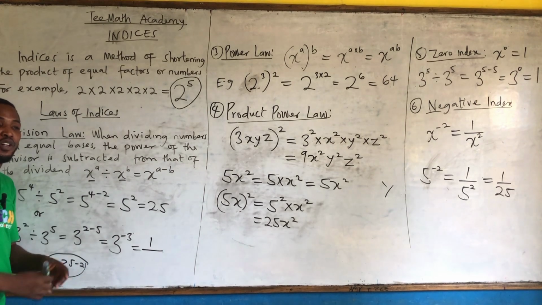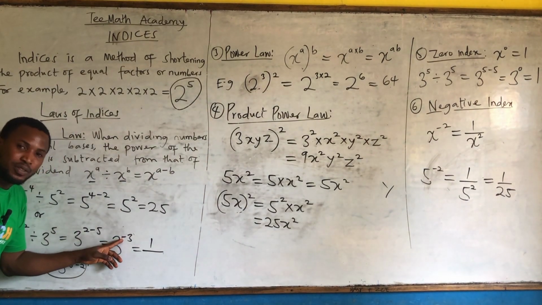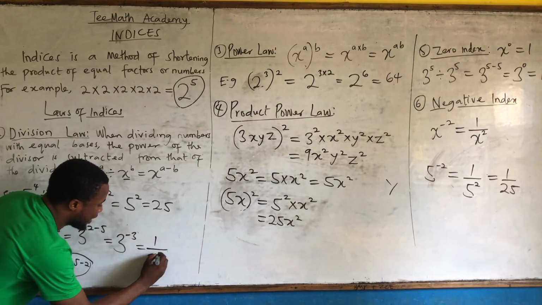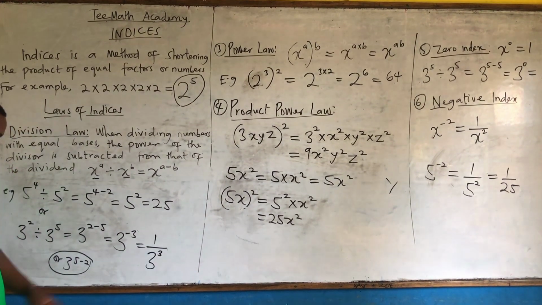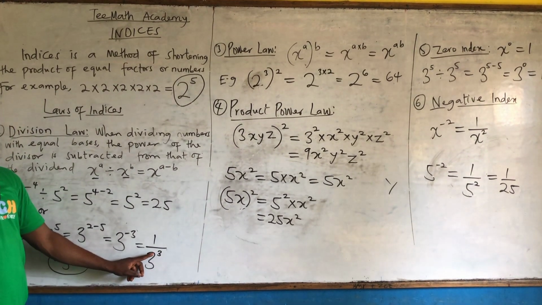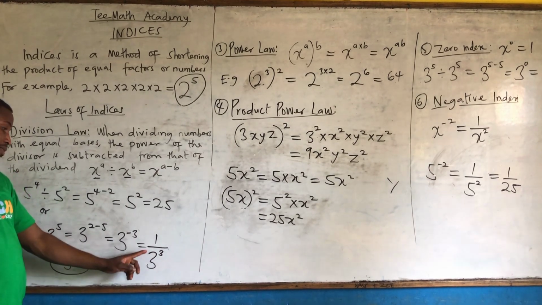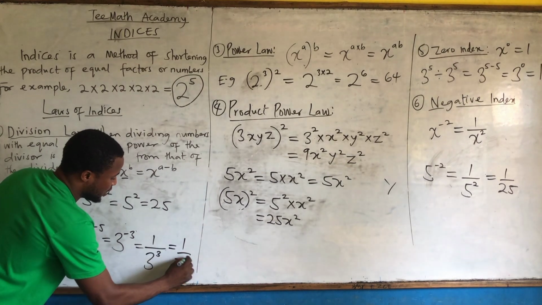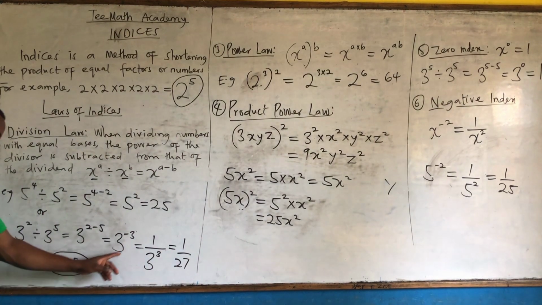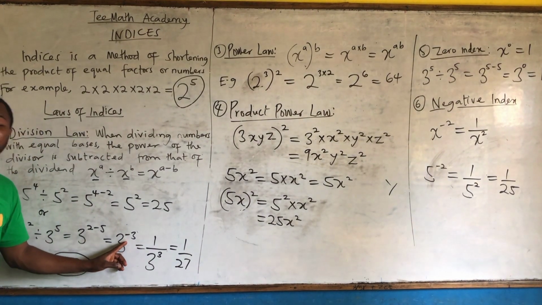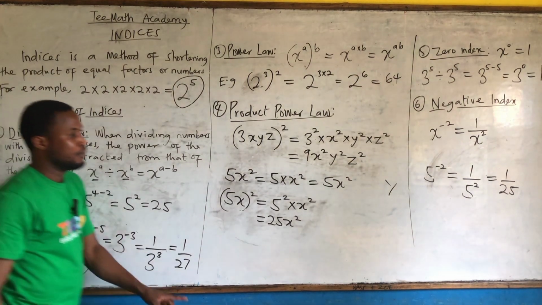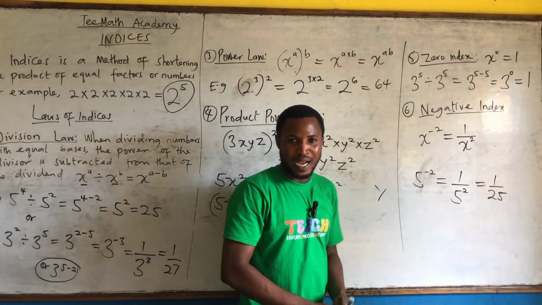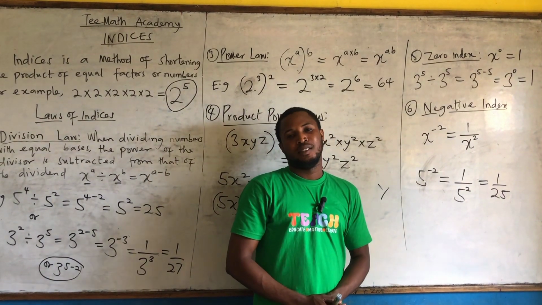For us to remove this minus, I need to put 1 over the same thing. You can see that it's the same value, but here the minus has been removed by having 1 over that, and that gives me 1 over 27. So that is the final. When you stop before here as a final answer, you are very wrong. You must come here. Okay, so the same thing is applicable here. So this is law number 6, the negative index.